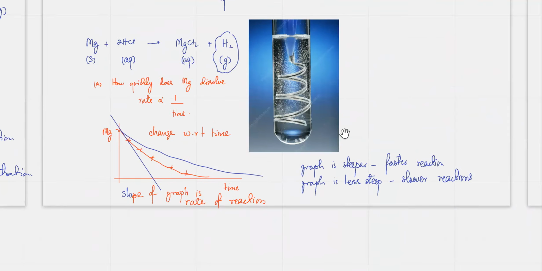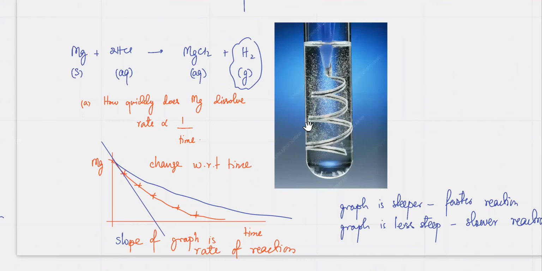So we started studying this particular reaction, and I told you that you're going to try and figure out a change and how fast that change happens. So one was how quickly does Mg dissolve in the acid? This is Mg in an acid, and we're going to figure out how quickly it dissolves. I can plot the mass of Mg with respect to time.